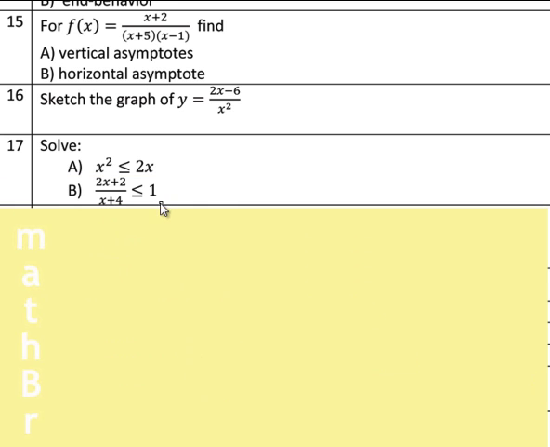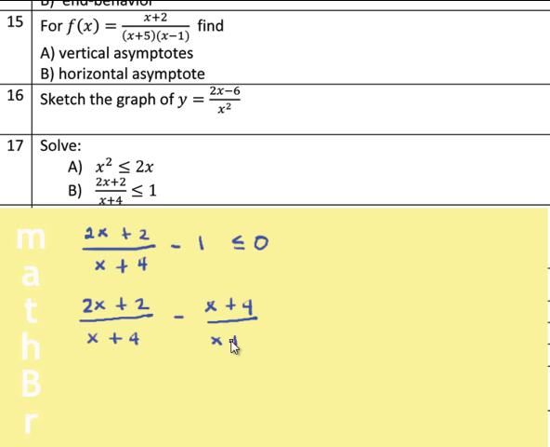Okay, in B, again we want 0 on the right hand side, so let's subtract that 1. Now we want to combine these so that we have one fraction on the left. Common denominator is x plus 4. So here we have a denominator of x plus 4. 2x minus x, that's x. 2 subtract 4, that's negative 2.